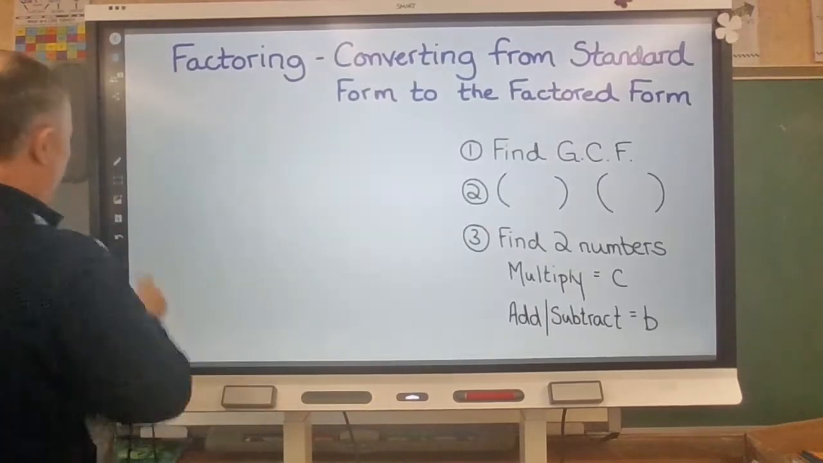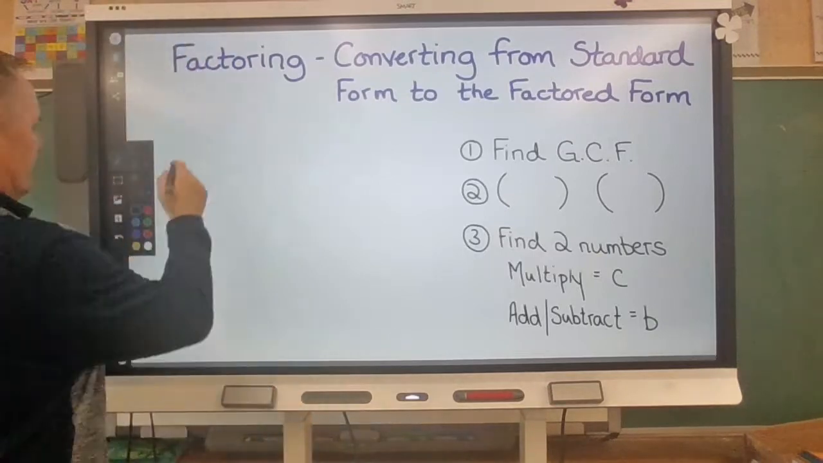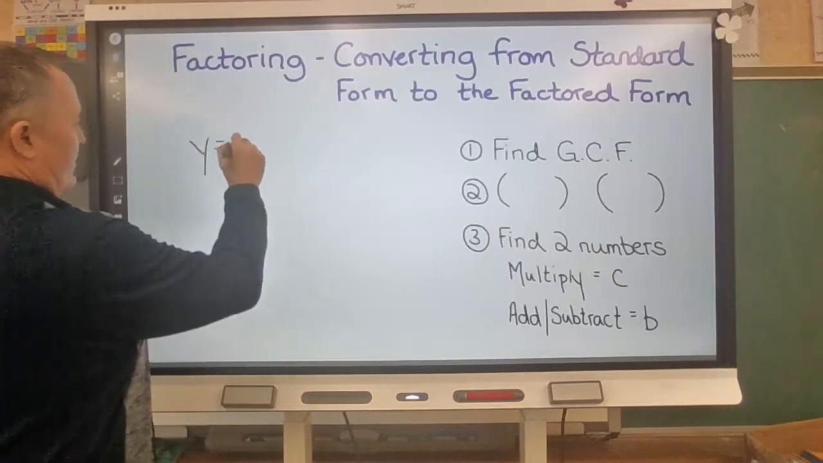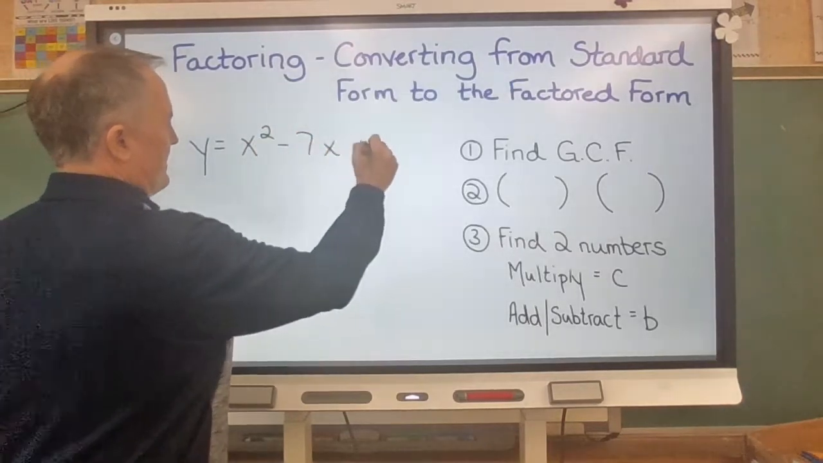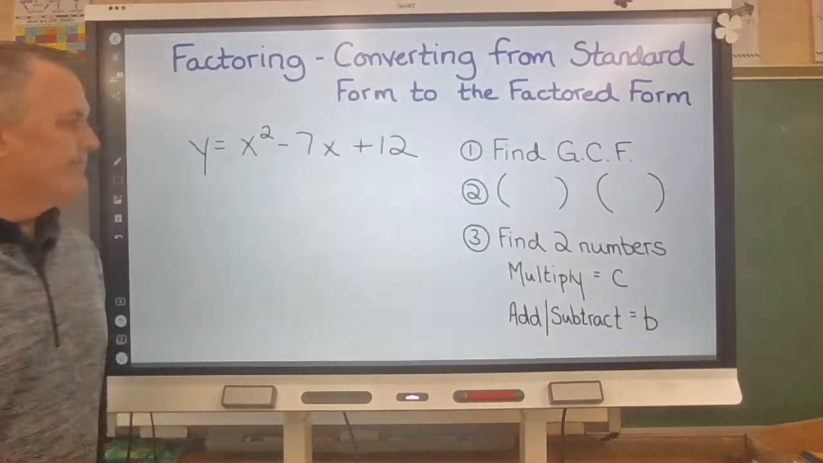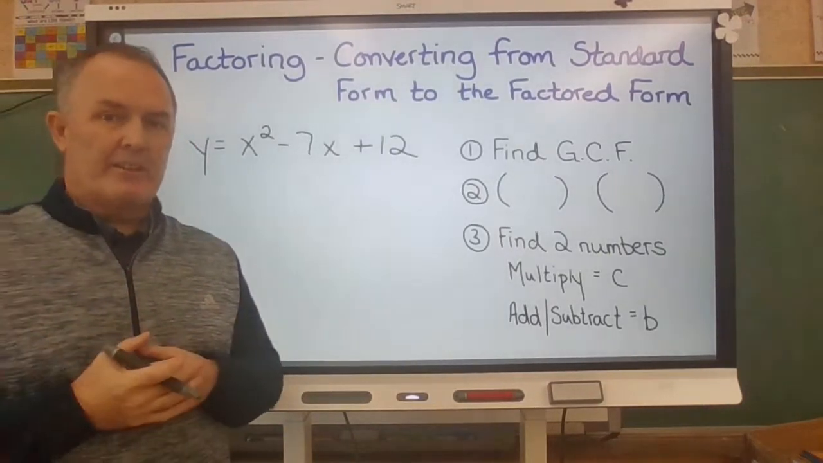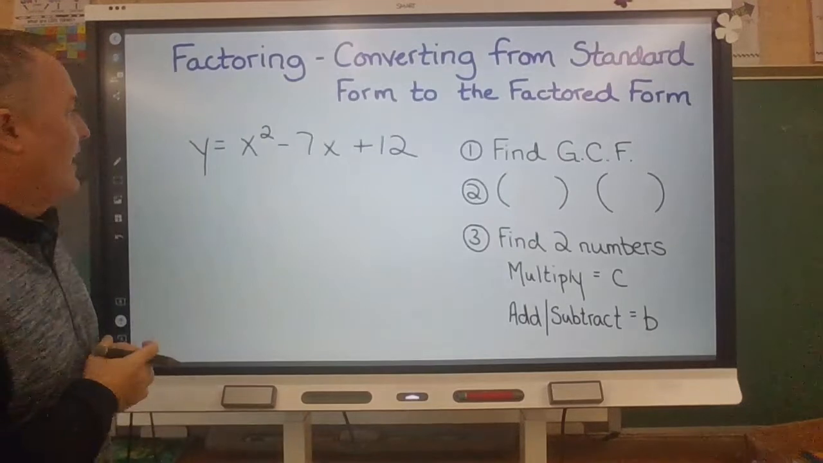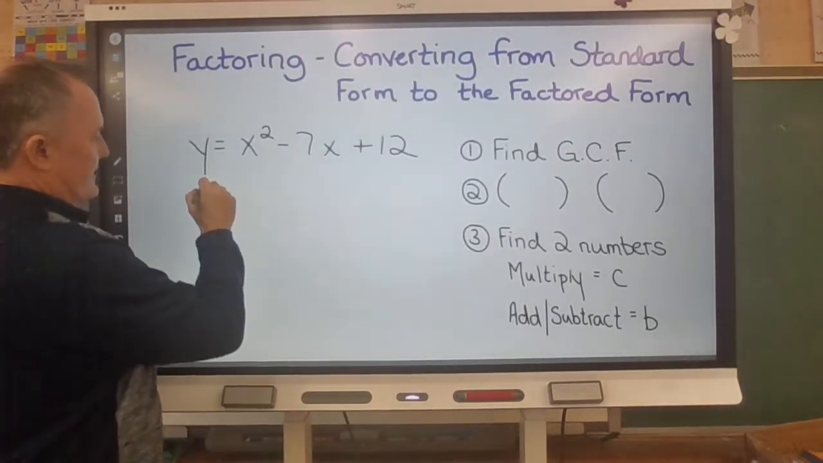We're going to follow the same steps as we go through here. All right, the next one. Let's do y equals x squared minus 7x plus 12. All right, first step: see if there's a greatest common factor. There's not. There will be in the next couple. So, all right, we're going to put in our parentheses.